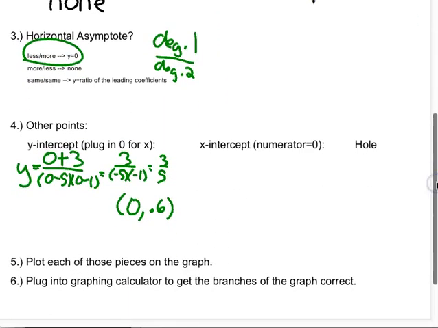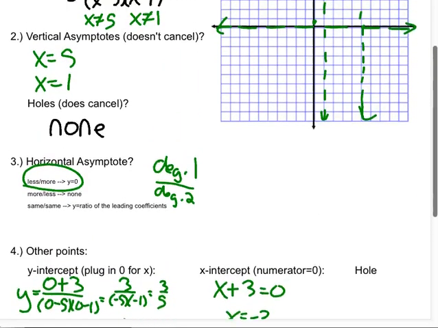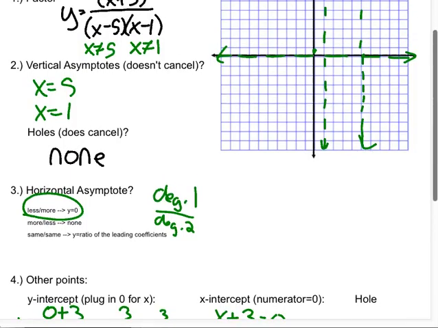All right, and what about my x-intercept? Setting the numerator equal to 0, well, that gives me a -3. Now, this you may find odd because you have the horizontal asymptote sitting there. So how on earth can you have an x-intercept?